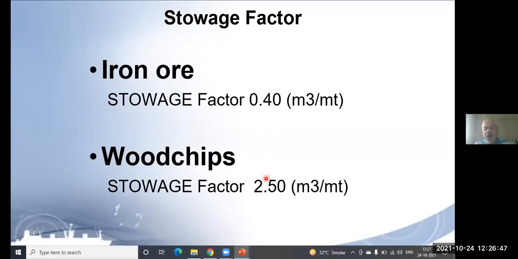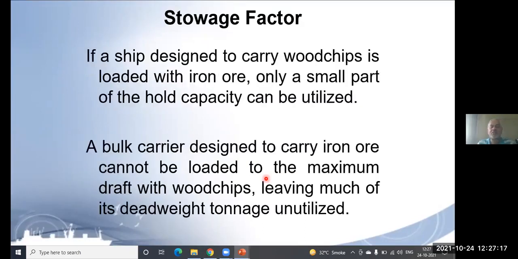So that means with iron ore, you may not have your cargo holds full, and you will be able to load the full capacity of the ship by weight. Volumetrically you will not be able to occupy the full volume, because you would be exceeding the weight. But with wood chip cargo, you will be able to load the entire hold and still your draft marks will not reach your limit, the summer draft. Okay, so that is what it means.